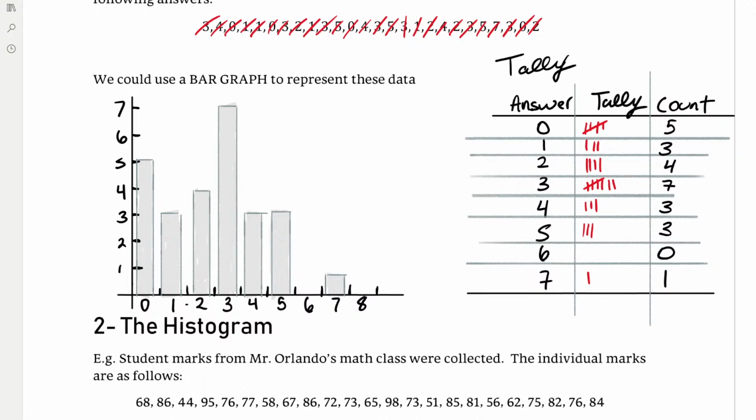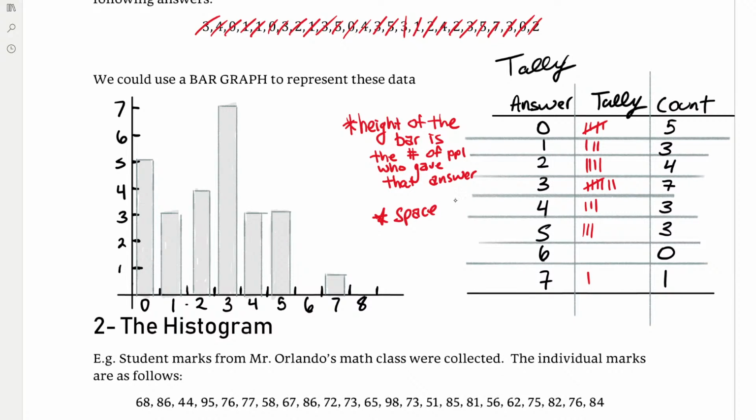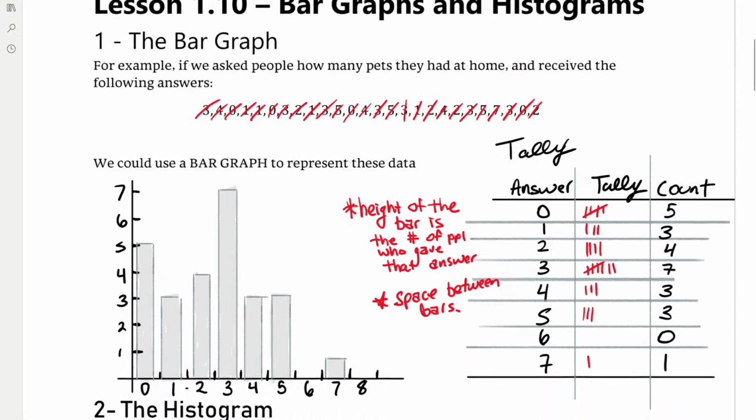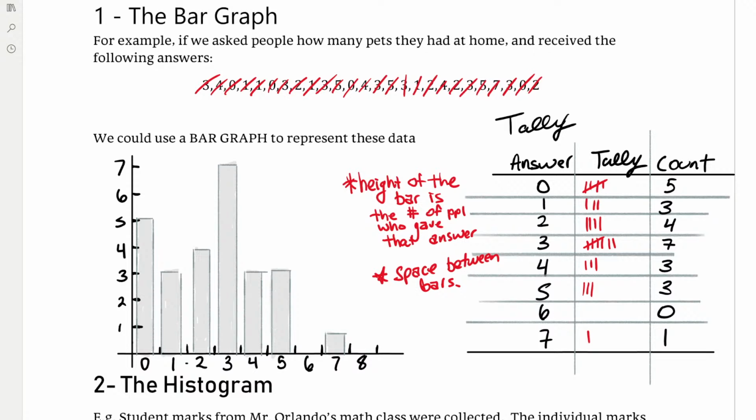All right, so there's a bar graph. Now, note, the height of the bar is the number of people who gave that answer. And the other note I want to make is there's a space between bars. Whenever we draw a bar graph, we draw it with a space between bars, just like that. And that's how we know that it's a bar graph. All right, so there we go. That's an example of a bar graph, and I think not a bad looking one, if I don't mind saying so myself.